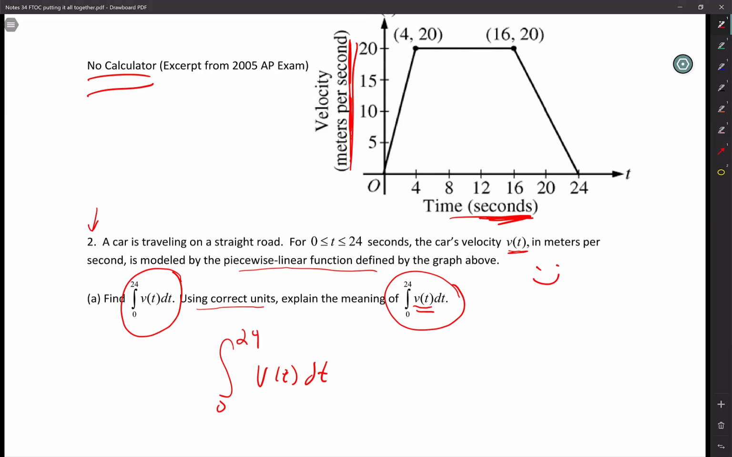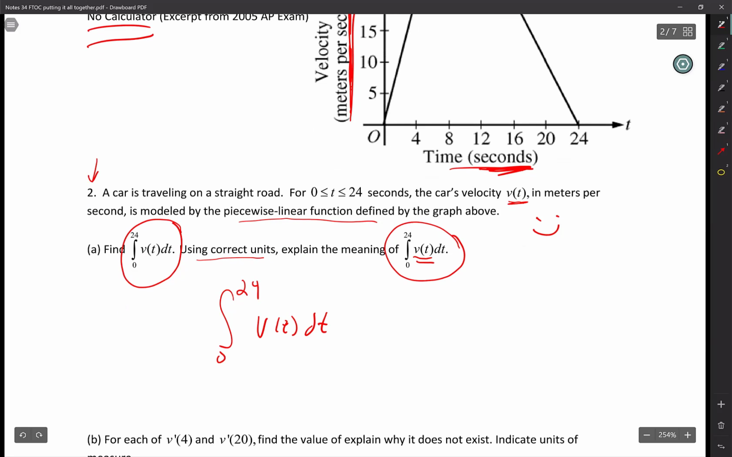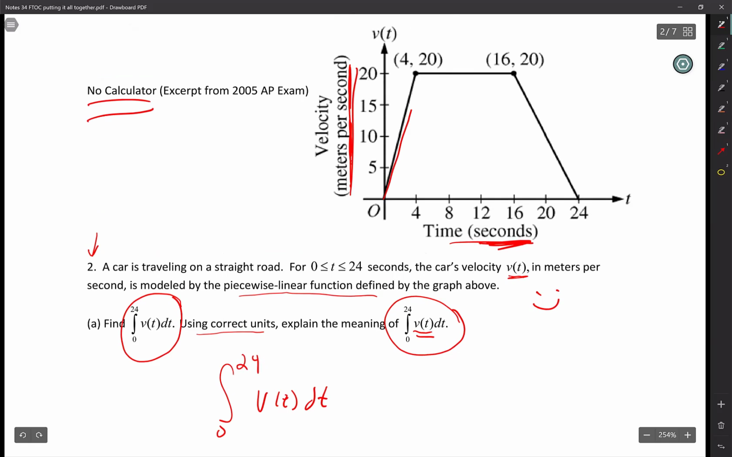Because the velocity is positive, this tells you the distance traveled or displacement. They're both correct. I would say distance is the better one, guys, because the velocity is always positive. The distance traveled in these 24 seconds. So, let's calculate what this is. What does that look like? Just like a trapezoid.